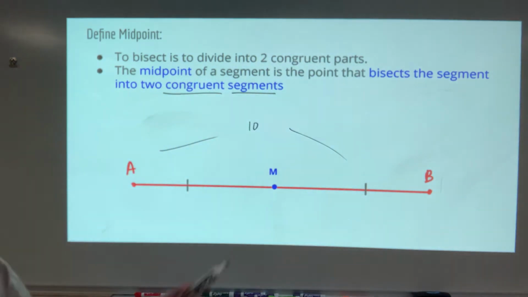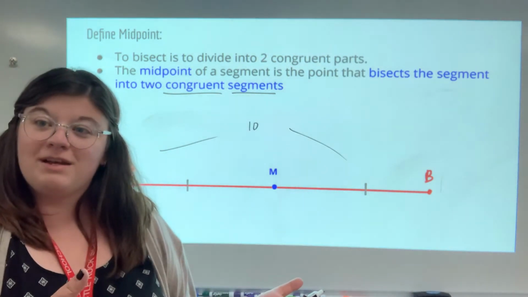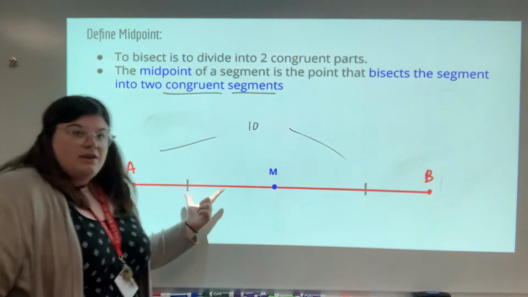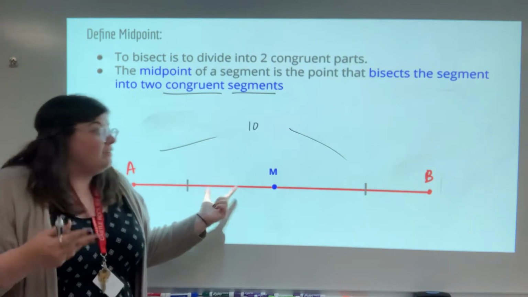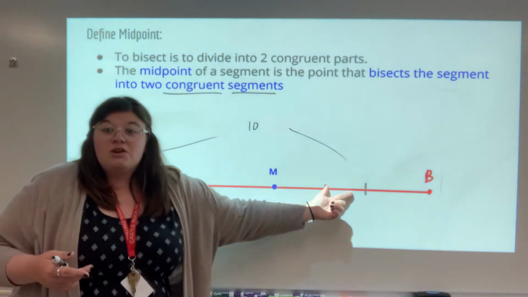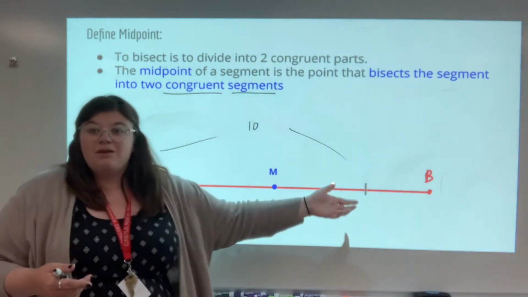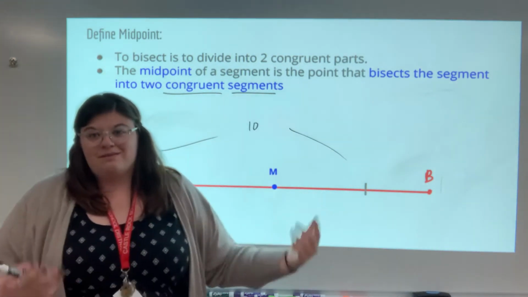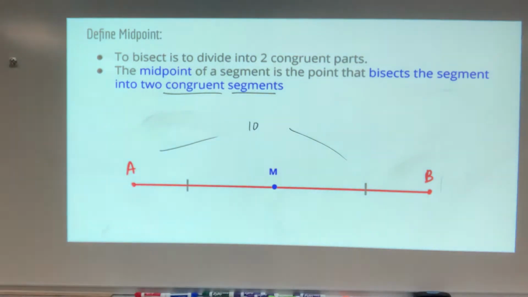And hey, that kind of goes back to the segment addition postulate. If you add up this part, which is 5, and you add up this part, which is 5, you should get the whole length of AB, which 5 plus 5 would give you that 10. Whoa, math.